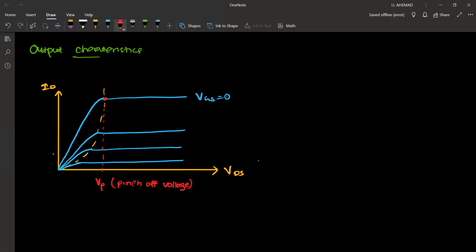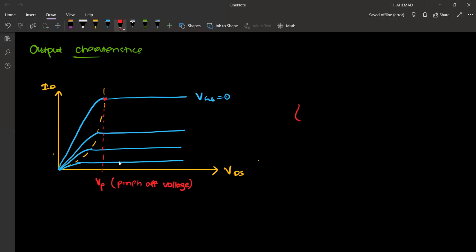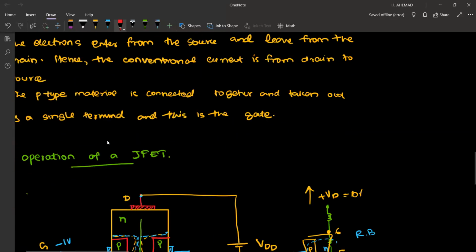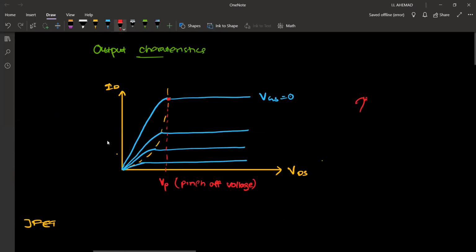You can think of it like this: what do you mean by pinch? You use your two fingers to pinch, right? Between this region you are going to pinch. So it's just like these two depletion layers together pinching this current. That is how the name pinch off voltage is given. Pinch off voltage is the voltage where the current becomes constant when VGS is equal to 0. That is very important.